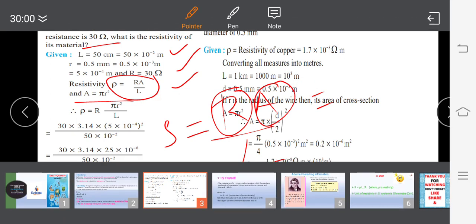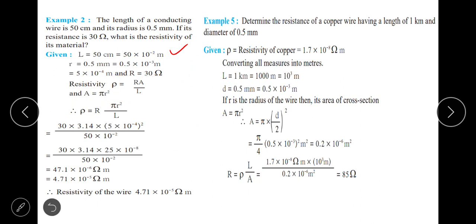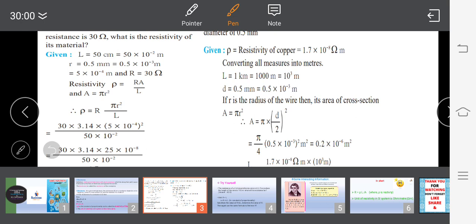Now coming on towards the next question: determine the resistance of a copper wire having a length of 1 kilometer and a diameter of 0.5 mm. See, 1 kilometer and diameter in millimeter, both are not in SI unit again. So you have to convert. Now you students, you tell me, to convert the kilometer into meter, you will multiply by 1000. Milli to meter, divide by 1000. Kilometer to meter, multiply by 1000. So you have to remember all these things.